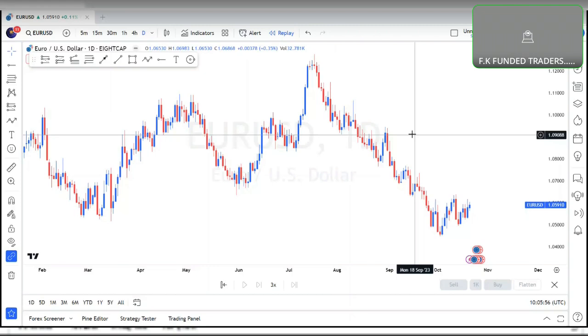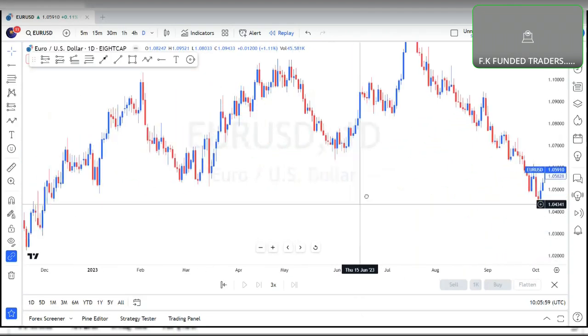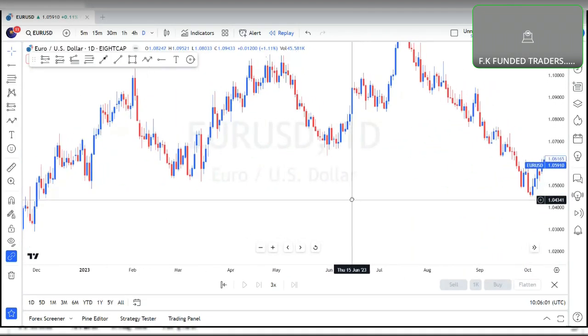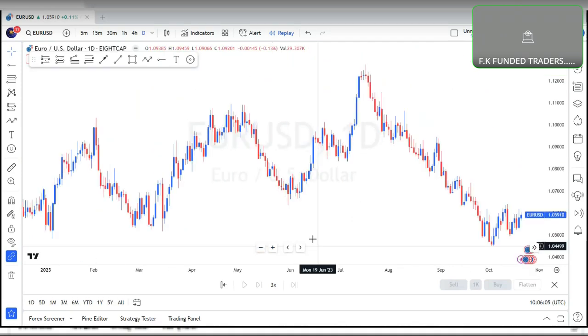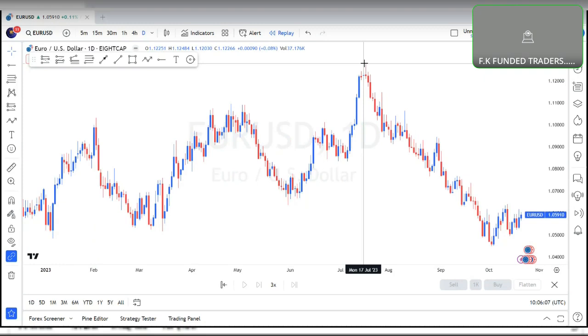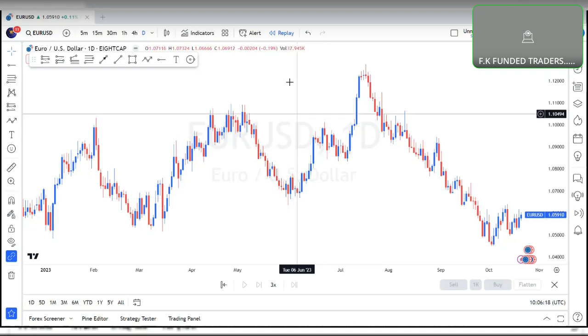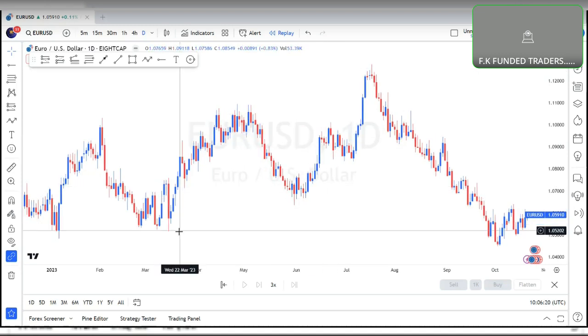So I'm on a daily time frame. What I'm seeing is what I know others are also seeing. Euro USD has been dropping since last July. Since July, Euro USD has been dropping seriously. So here, what I'm supposed to do is mark my levels. I know very many people are seeing these levels.